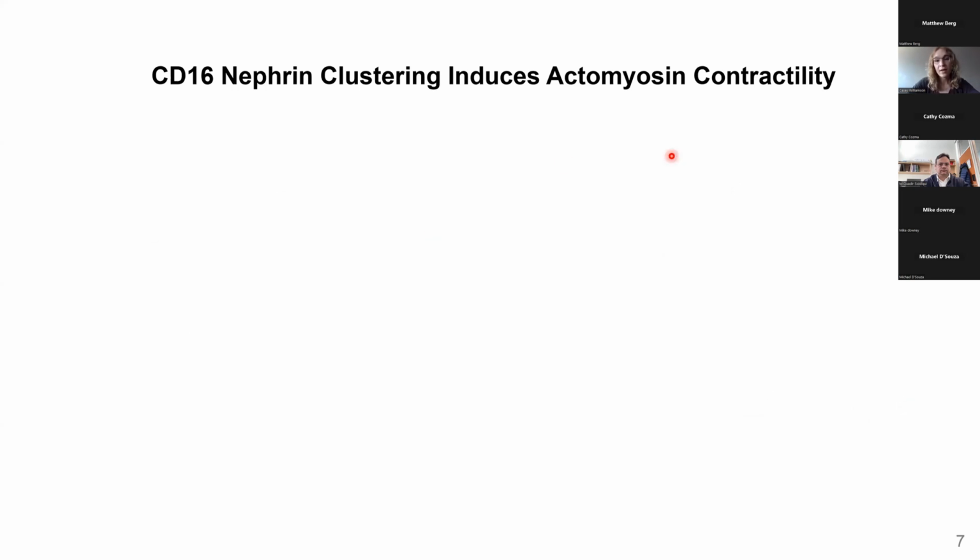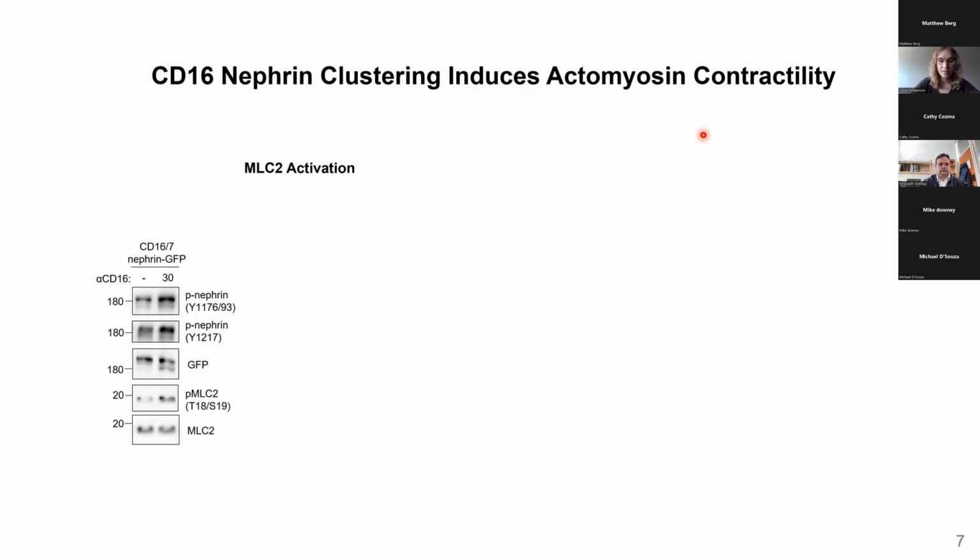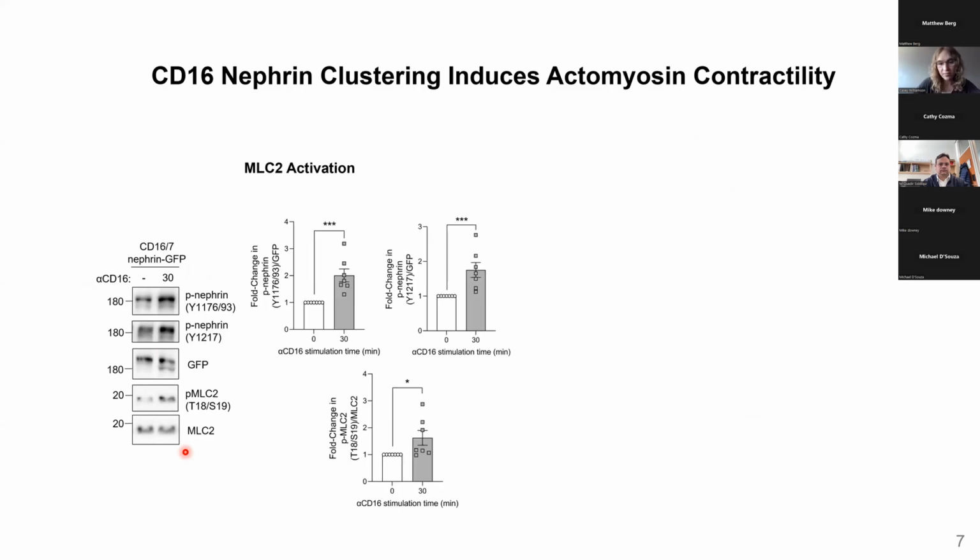Our first aim was to look at actomyosin contractility. What we did find is that myosin light chain 2 was activated as expected. With the CD16 clustering, we see phosphorylation of nephrin and phosphorylation of MLC2, showing that there is actomyosin contractility, and this is quantified here.